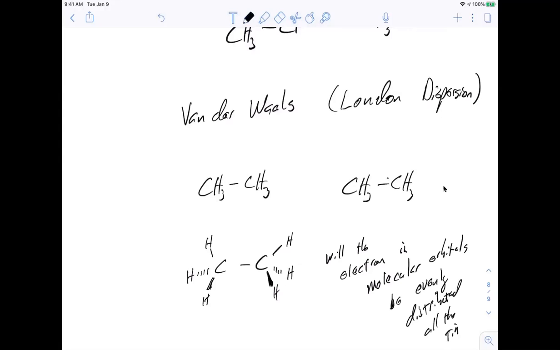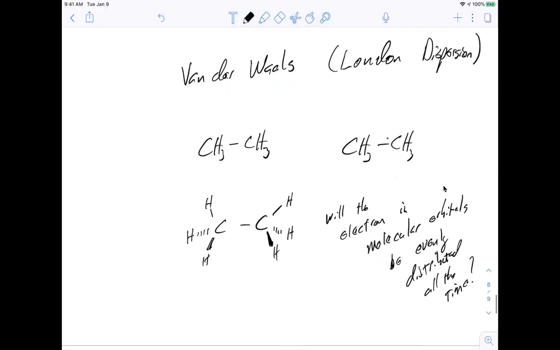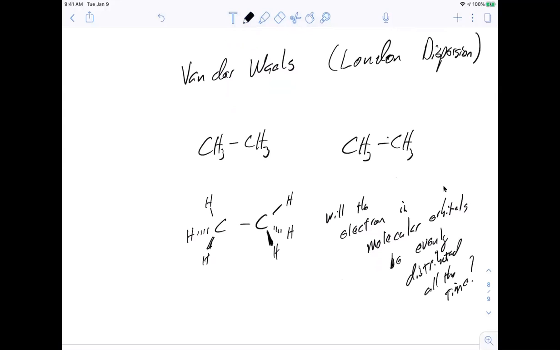Long question, right? Will the electrons in a molecular orbital be evenly distributed all the time? Will we always have a balanced electron density around a molecule? Remember, this is not atoms. We're not talking about electrons being stuck to an atom. This is a molecular orbital. Those electrons can be moving around in that electron cloud. Is it always going to be balanced? And for van der Waals or London dispersion, no. It's not going to be balanced.